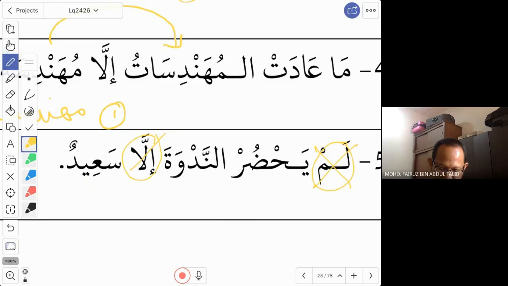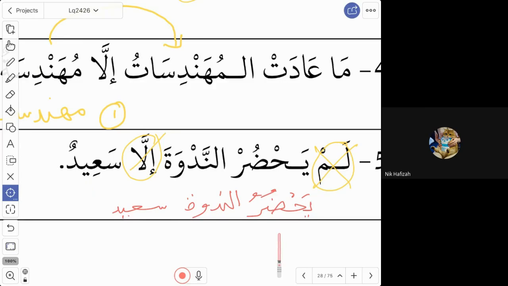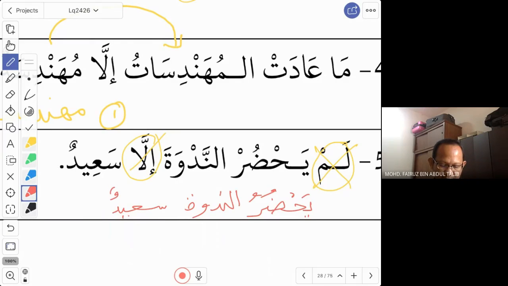We say yahduru an-nadwata Sa'idun. Okay, look at this sentence. This is an interesting sentence. Yahduru is the fi'il. Where is the fa'il? Nadwa or Sa'id? Sa'id. You cannot say Nadwa. Nadwa cannot attend anything because Nadwa is the symposium. So you have to look at the meaning. Sa'id is the one who attended, so therefore this is the fa'il. That is why we read it with a dhamma. And Nadwa is the maf'ul bih.